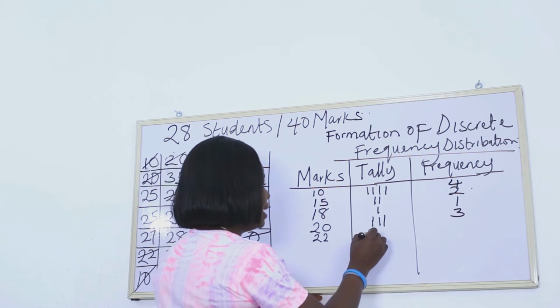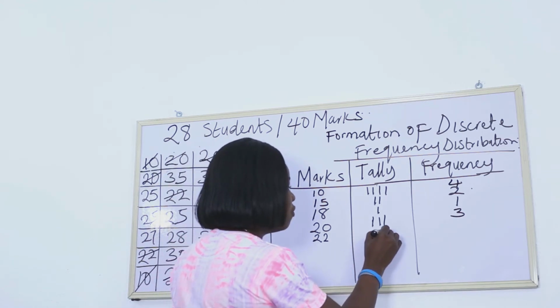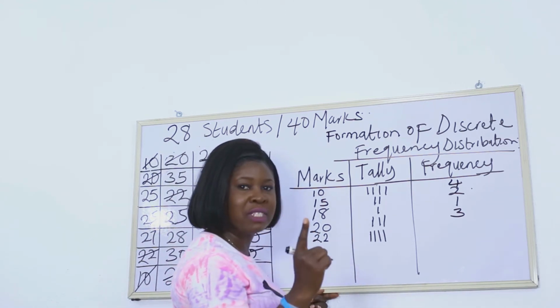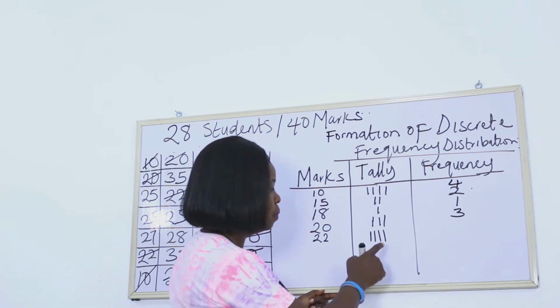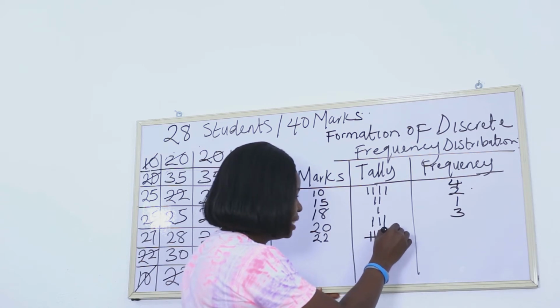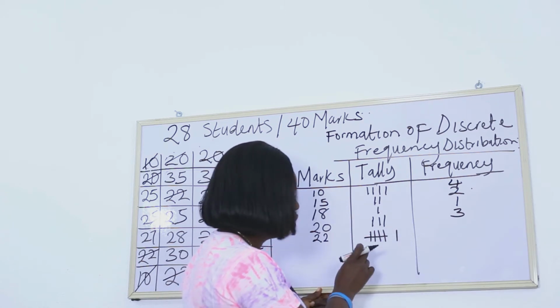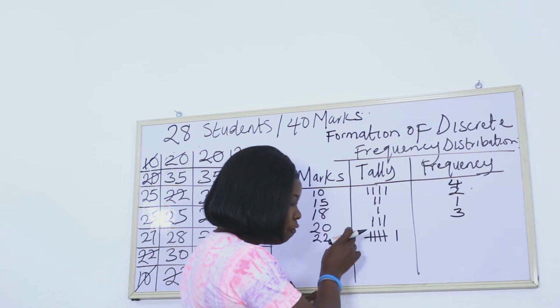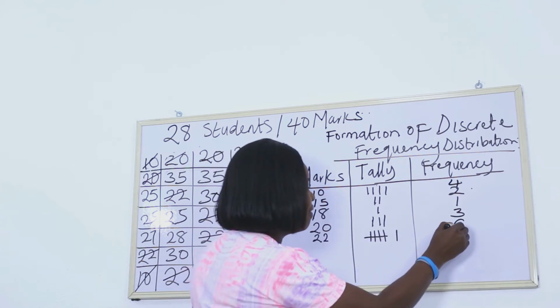So I come here and write 1, 2, 3, 4. When it comes to the 5th mark or the 5th line, we bring it across and write the 6th one beside it. So if you count 1, 2, 3, 4, 5, 6, then I come here and write 6.